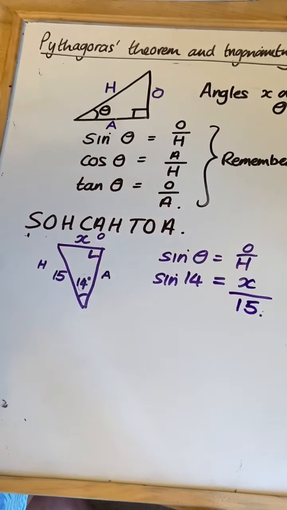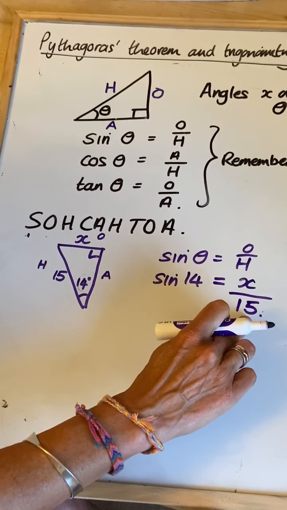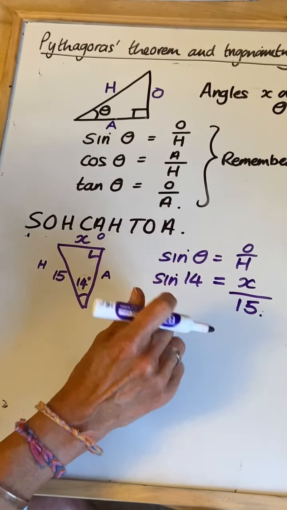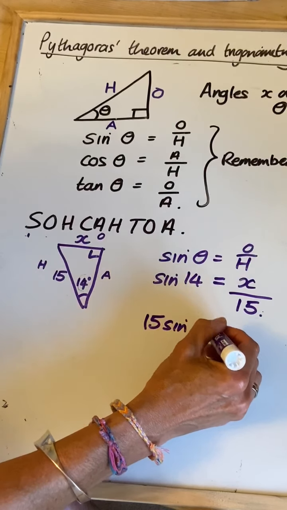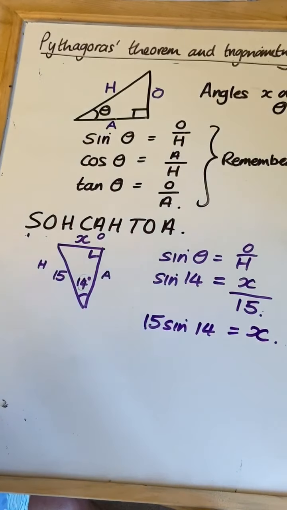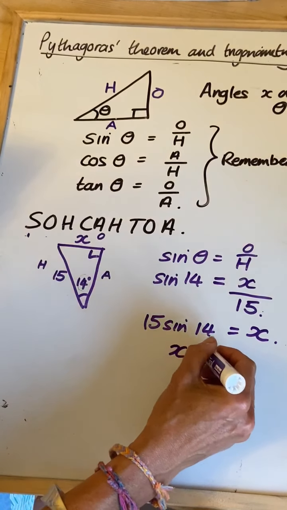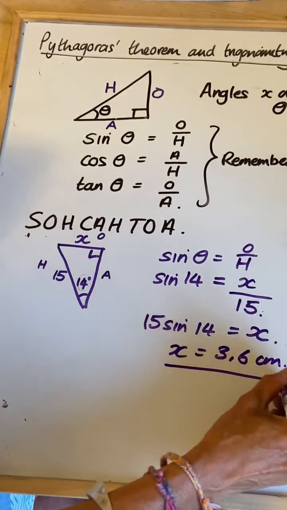I want to get to x, so I need to just rearrange this formula. I need to multiply through by 15. So 15 sine 14 equals x. That is going to be our missing side. And again, just tap it straight into your calculator. 15 sine of 14, close bracket, equals x, in this case, 3.6 centimetres to 1 decimal place.